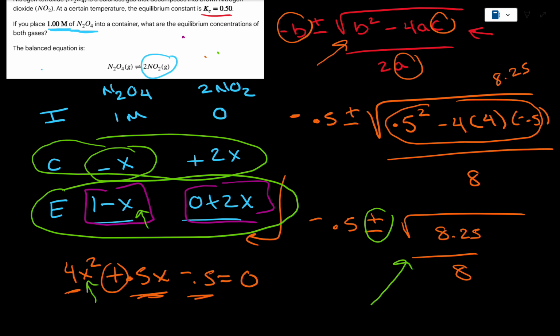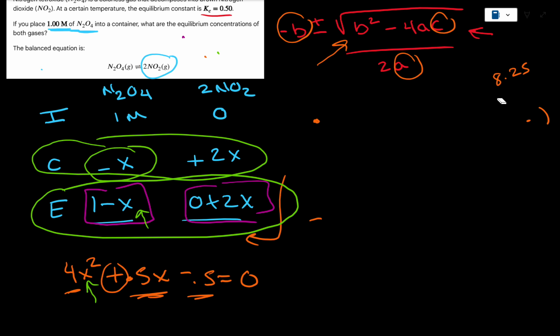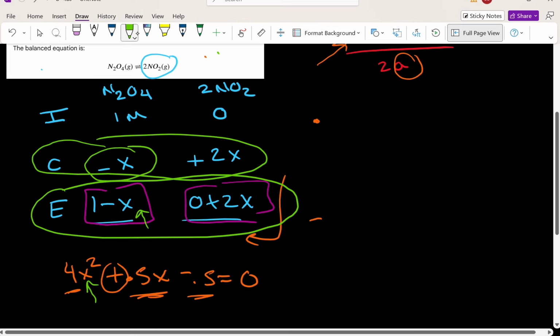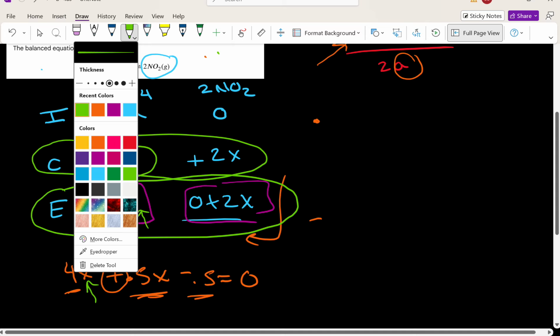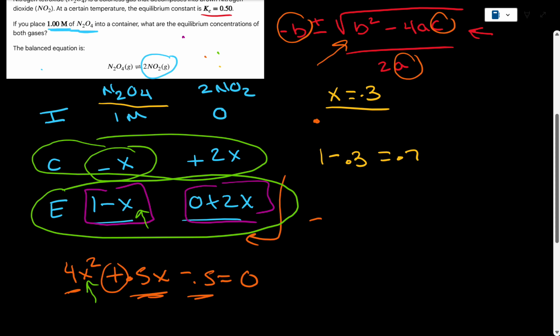So I'm going to go ahead and erase some of this stuff because we don't need it anymore, and use a different color. Okay. So we know that x equals 0.3, right? So we're going to substitute x. For this N2O4, it's going to be 1 minus 0.3, and that's going to equal 0.7. So that is the equilibrium concentration for N2O4.